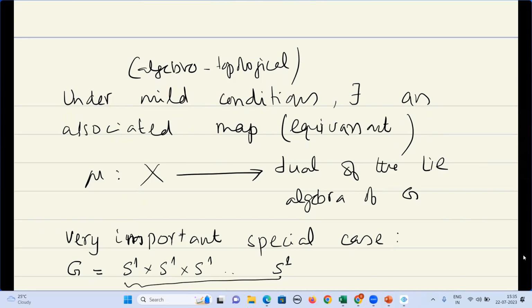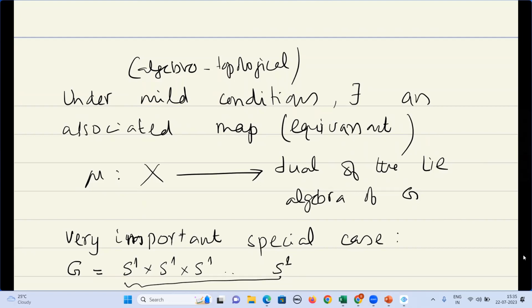So in other words, if I take a point of X, it will go to mu of X. If I take an element of G, act on X by that element, so I get a point Gx. Mu at Gx will be related to mu at X by the co-adjoint action of G on the dual of the Lie algebra.